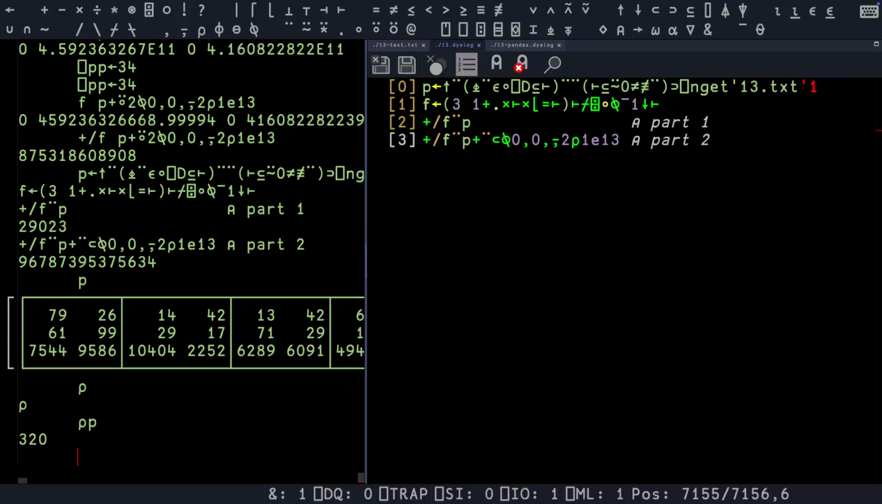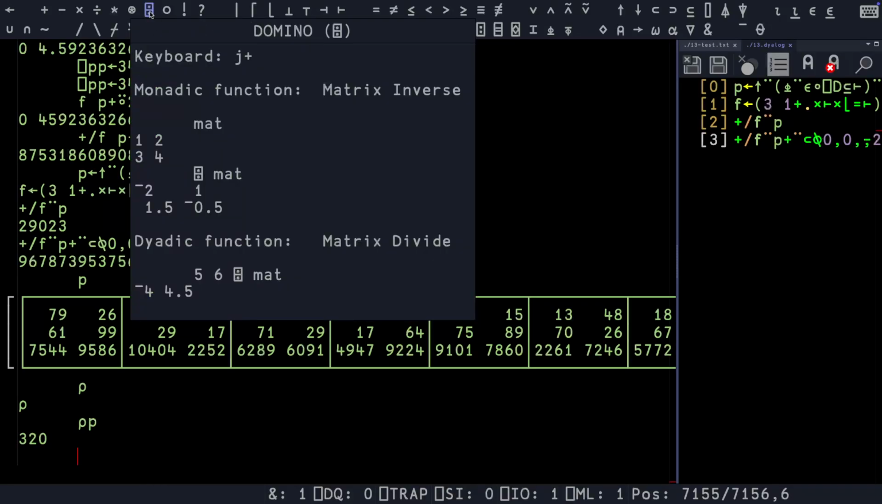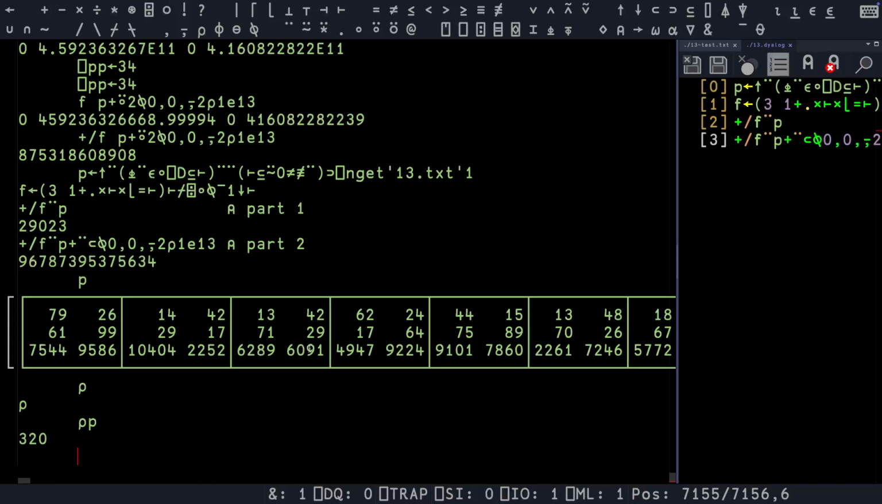But cool. Yeah, that is day 13. This is yet another example of how you can use the linear algebra tools that are built into APL to get concise solutions. And yeah, it's a quick one today.